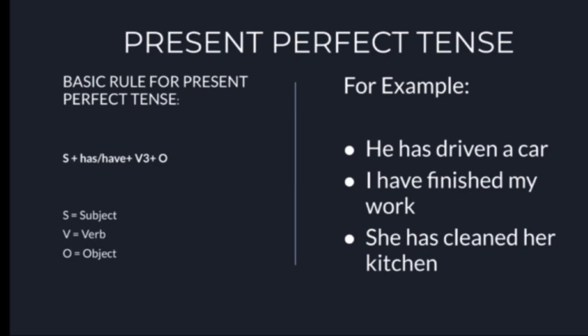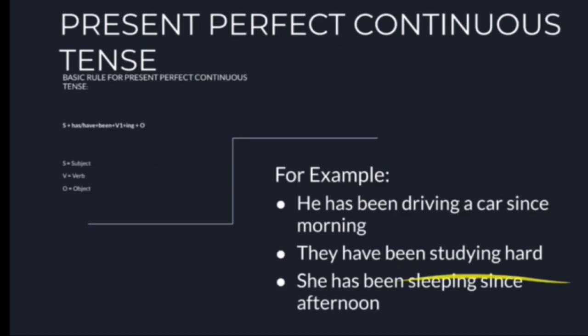Next, we have present perfect tense. When we talk about some recent actions which have recently happened, or the actions which we want to talk about, which have recently taken place, then we use present perfect tense. So the basic rule for present perfect tense would be subject plus has/have plus V3 plus object. Subject, verb, object. V3 is the verb's third form.